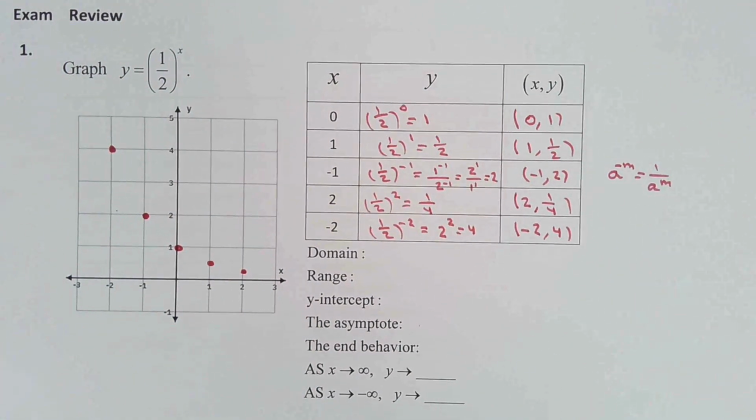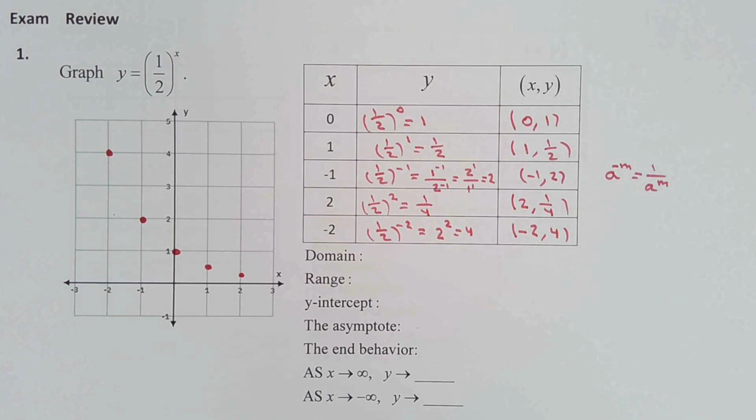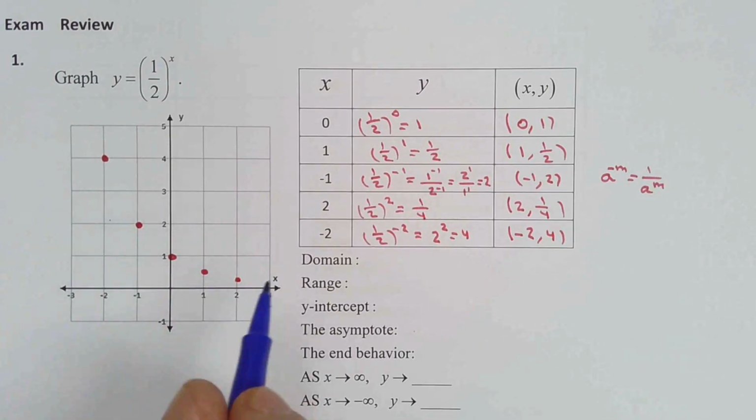And that is called an exponential decay, and the graph should look like this.